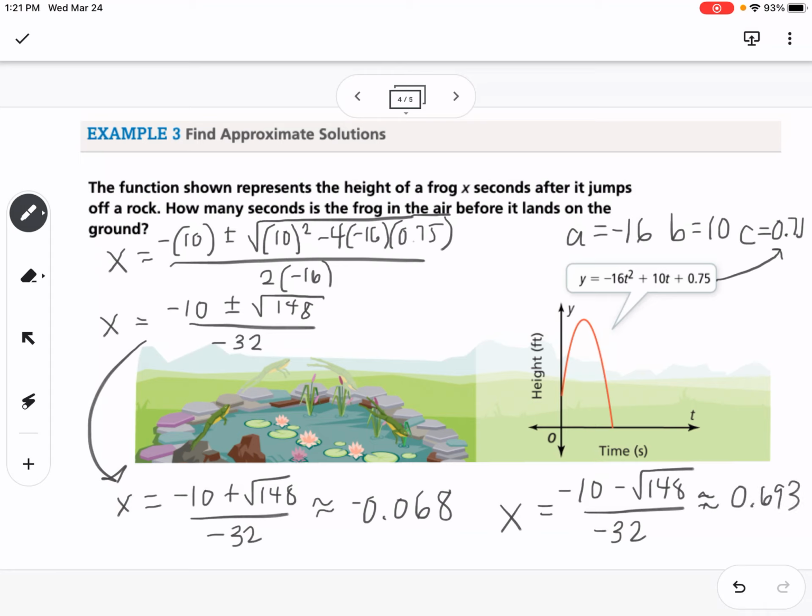0.693. So if we're talking about time, we can't really have negative time, so that value is out. And we notice it would be negative because if we continued the parabola down, it would cross at a negative value. But a frog's not going back in time. So that solution right there is the solution we want, which is our positive value, 0.69, or we could say about 0.7 seconds.